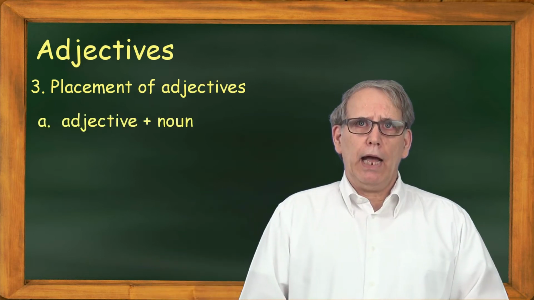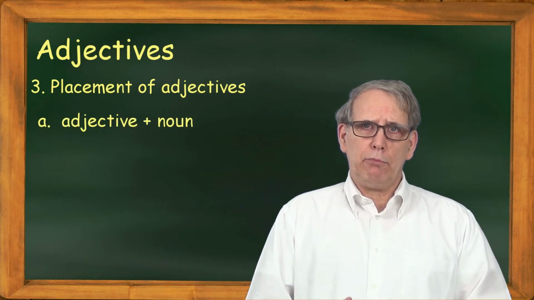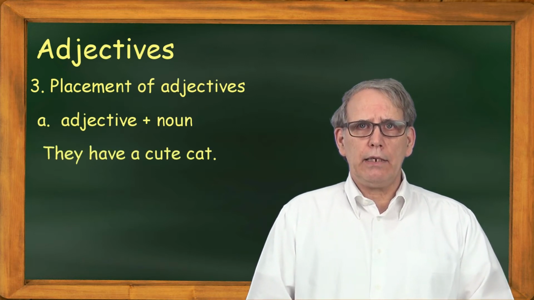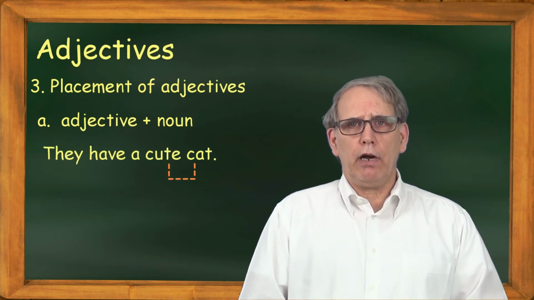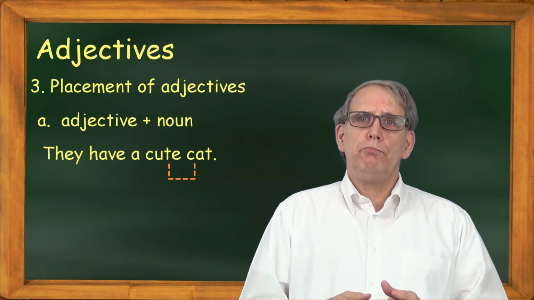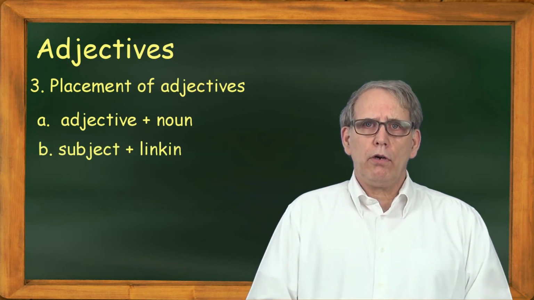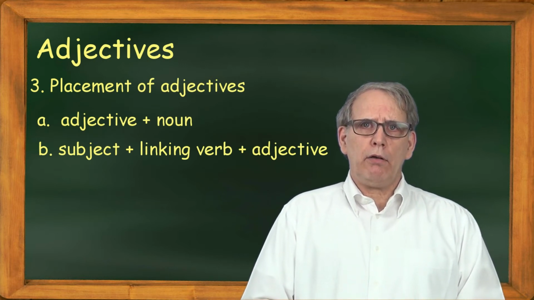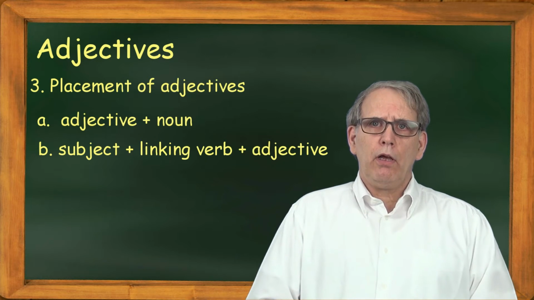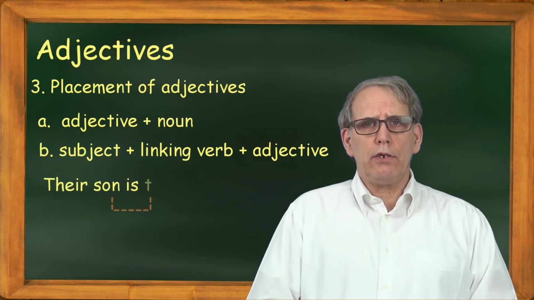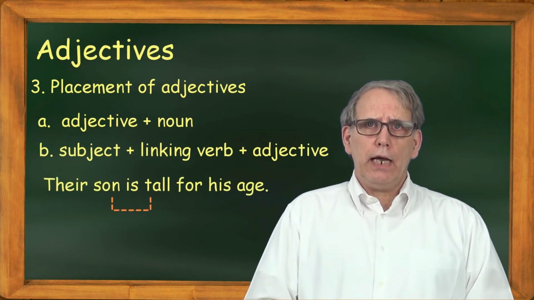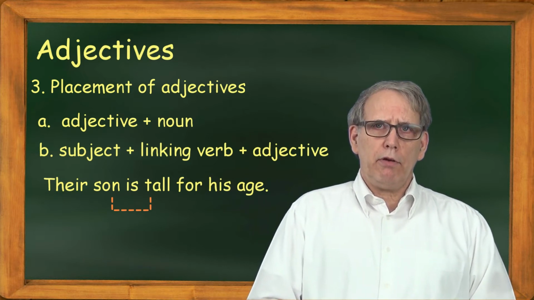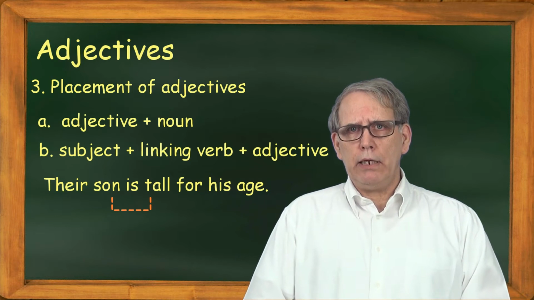Most of the time, adjectives are placed in front of the noun that they modify. For example, in the sentence, they have a cute cat, the adjective cute is modifying the noun cat and comes before the noun. However, when using a linking verb, the adjective is separated from the noun that it modifies by the linking verb. For example, in the sentence, their son is tall for his age, the adjective tall is modifying the noun son, but it's separated from the noun by the linking verb is.